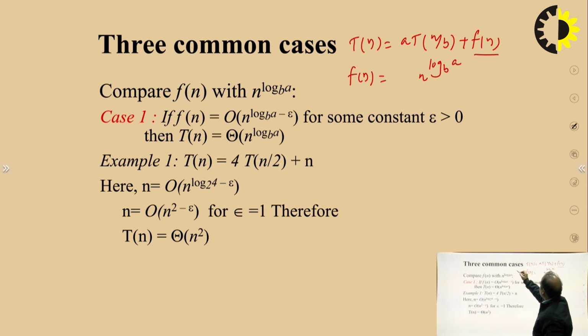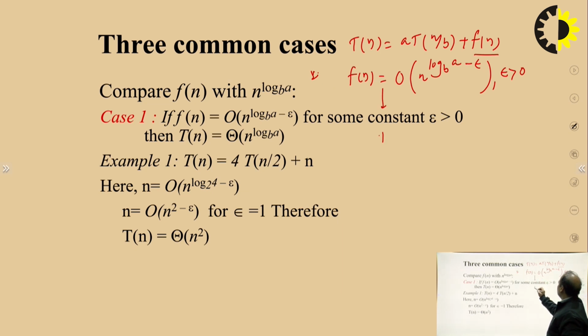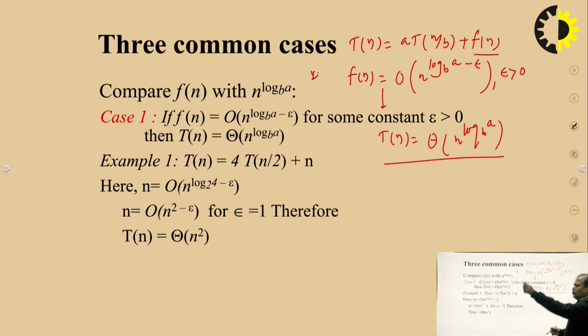So in case number 1, if f(n) is less than big O of n to the power log a base b minus epsilon, for epsilon a very small positive quantity, if this is less than this, then the solution to the recurrence T(n) is theta of n to the power log a base b. This is the direct solution. No need to solve it again and again. So you will get the direct solution of the method.